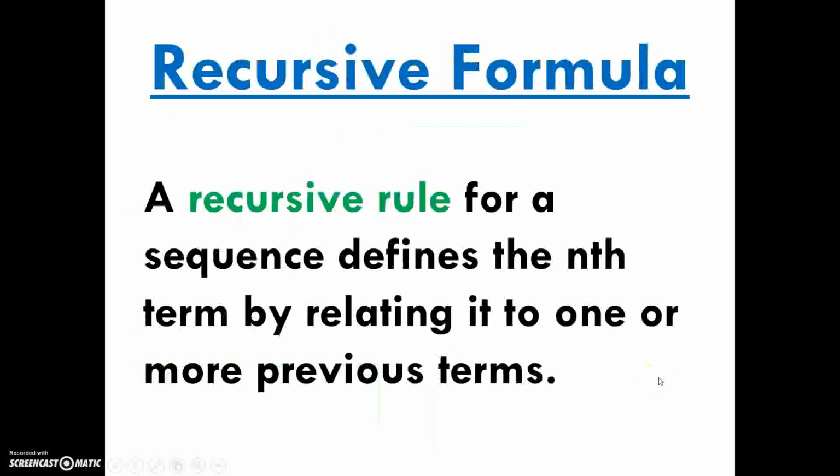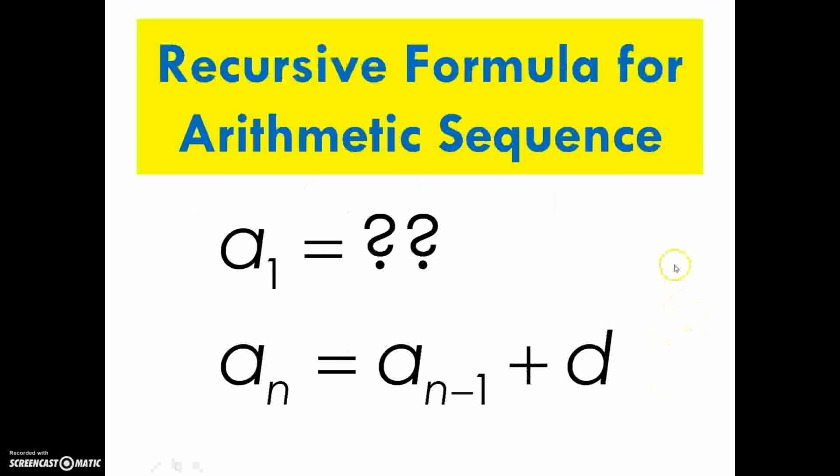All right, now we're going to talk about the recursive formula. A recursive rule for a sequence defines the nth term by relating it to one or more previous terms. So basically, we can use the recursive formula when I'm just trying to find the next term. Now, the recursive formula for an arithmetic sequence is a sub 1 is equal to whatever the first term is. That's why I have the question marks there. Then a sub n is equal to a sub n minus 1 plus d.